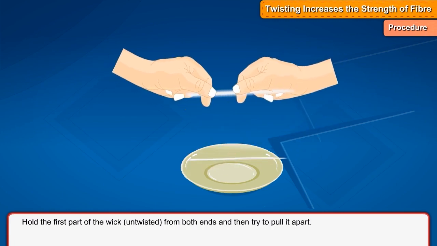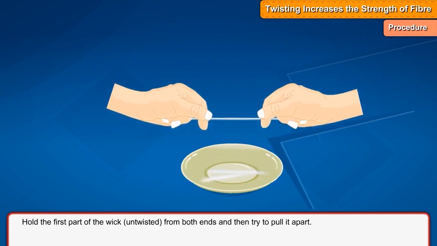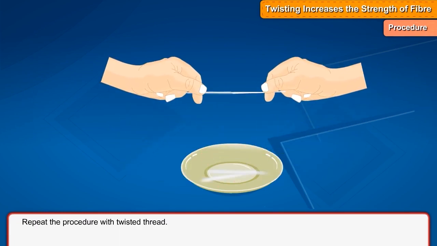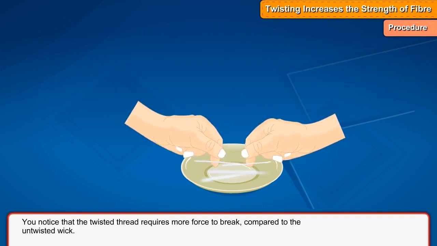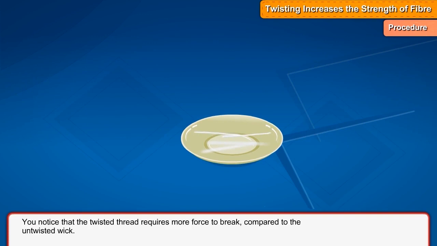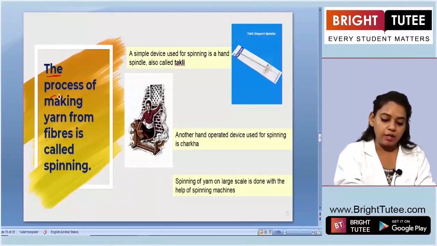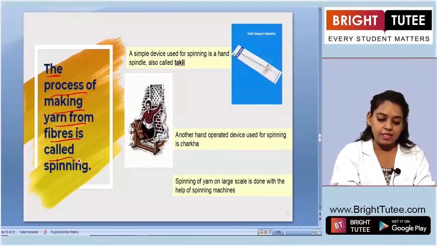Hold the first part of the wick from both ends and then try to pull it apart. Repeat the procedure with the twisted thread. You notice that the twisted thread requires more force to break compared to the untwisted wick. Conclusion: this activity clearly proves that twisting or spinning increases the strength of fiber. And this process of making yarn from the fibers is known as spinning.